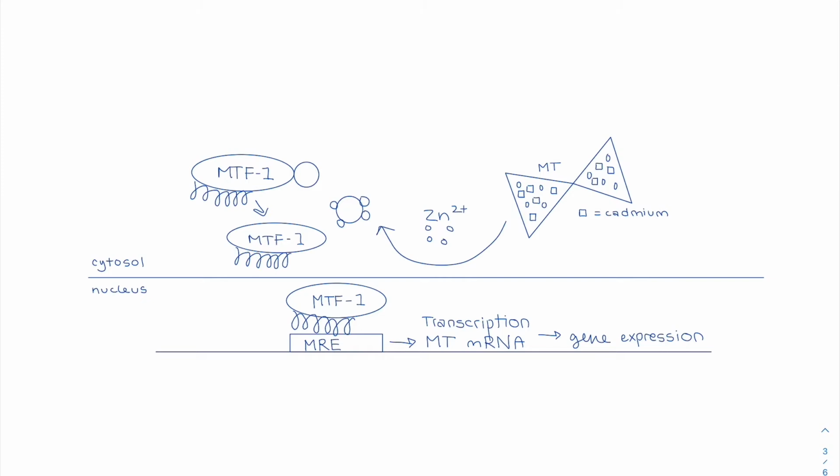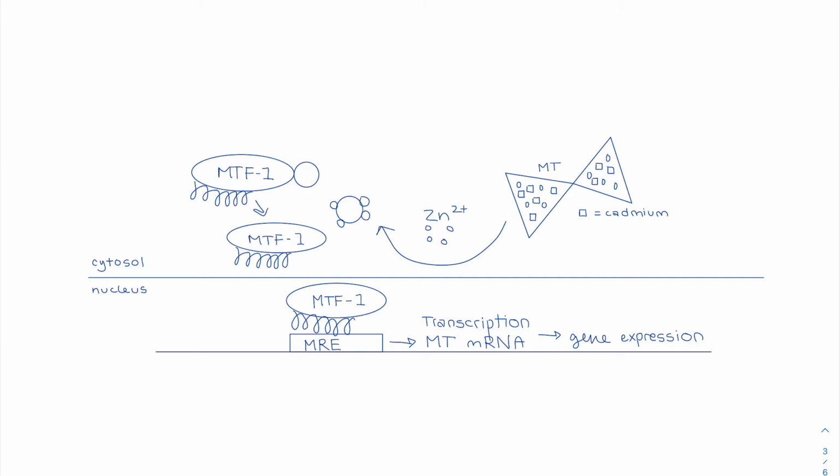Metallothionein acts as a zinc storage protein, and under normal conditions, zinc is the primary thing bound to metallothionein, and no metal-free metallothionein exists.